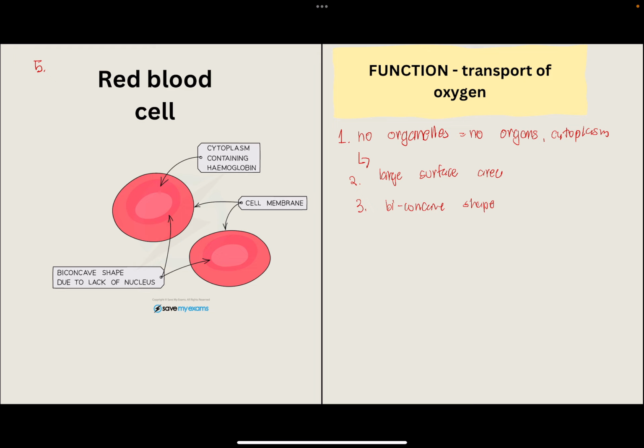Now these are the only three things you have to remember. So if they ask how a red blood cell is adapted to its function, number one, it has no organelles, it only has cytoplasm. Since it only has cytoplasm, it has a large surface area. Now why does it have a large surface area? Because it also has a biconcave shape, which will allow them to flow in the arteries, right?